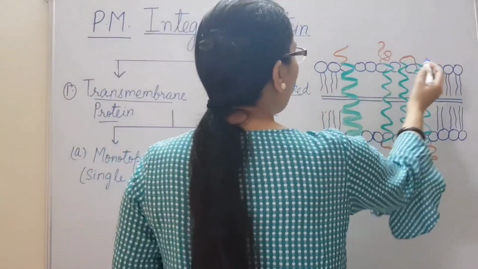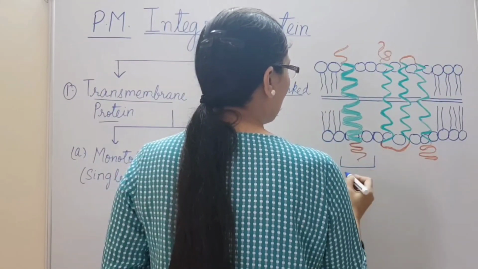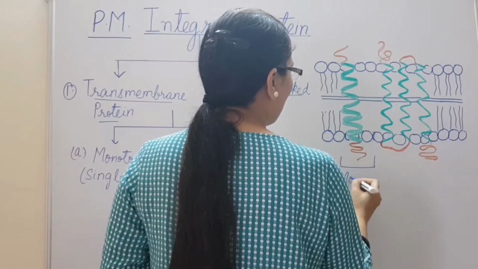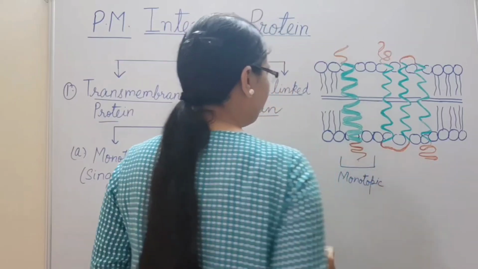These span the phospholipid bilayer only once. So this is monotopic transmembrane protein.